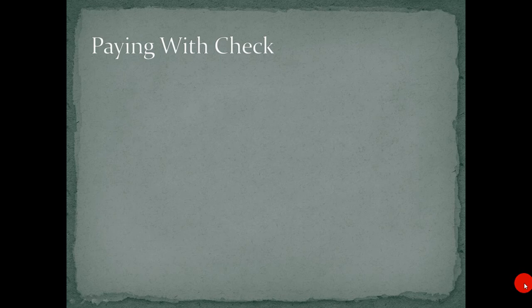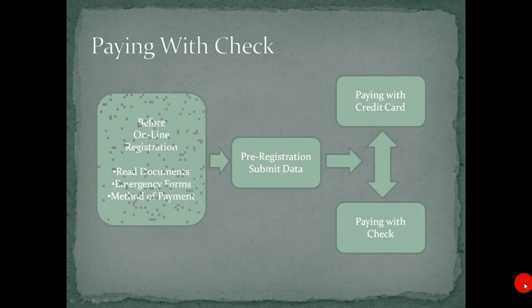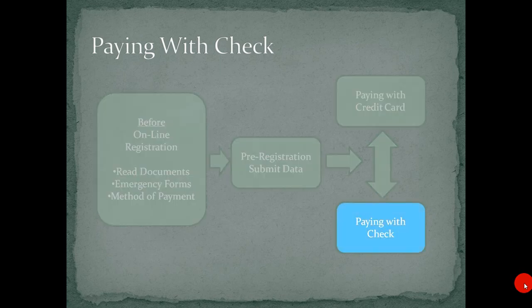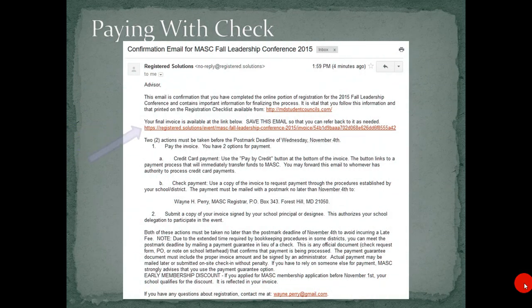At this point, I need to illustrate both methods of payment, as each is a bit different than the other. First, paying with a check. Here is my confirmation email. It contains my invoice link, a unique link to my school's registration report and invoice. It also includes information that I need to finalize my school's registration, so it is advisable to save it for reference now and in the future.